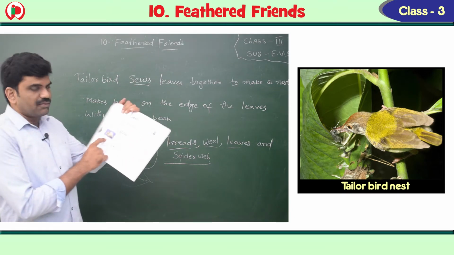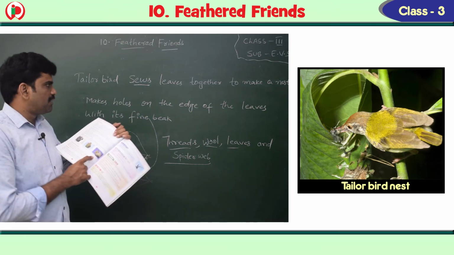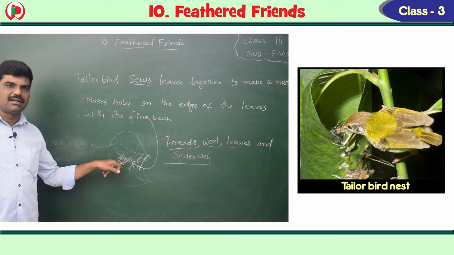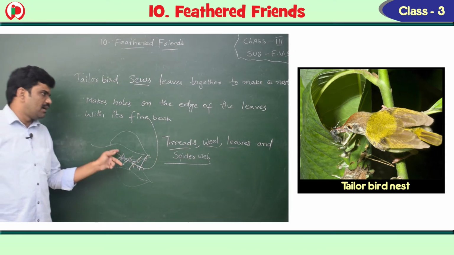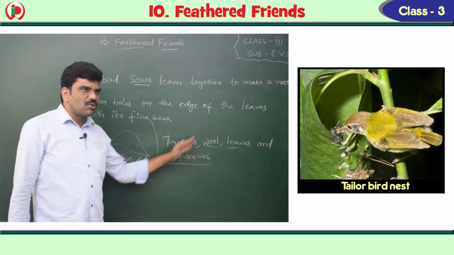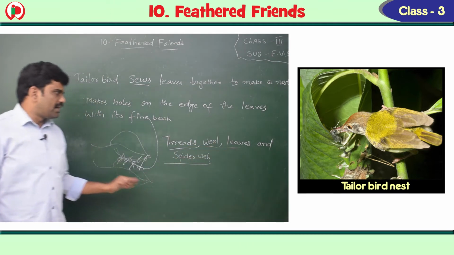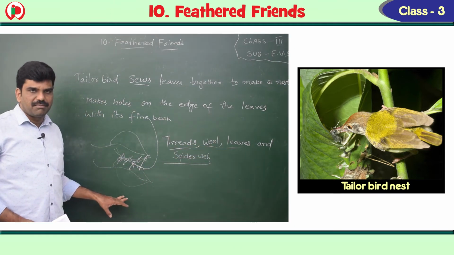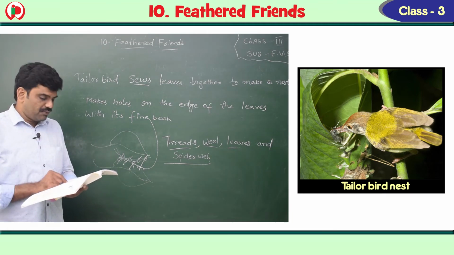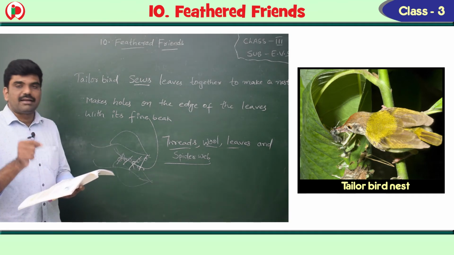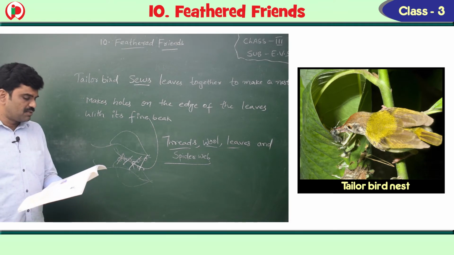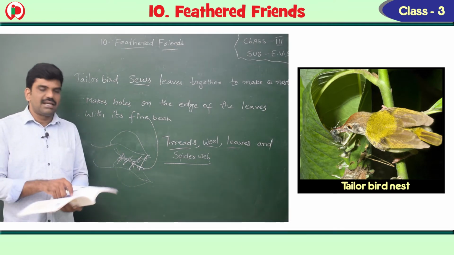See children, nest of the tailor bird. So tailor bird sews leaves together by making holes on the edges of the leaf with its fine beak, and with the help of threads, wool, leaves, and spider web it sews them. And after that, it keeps bunches of hair, wool, and grass in the nest to make it warm and comfortable. So this is about tailor bird.